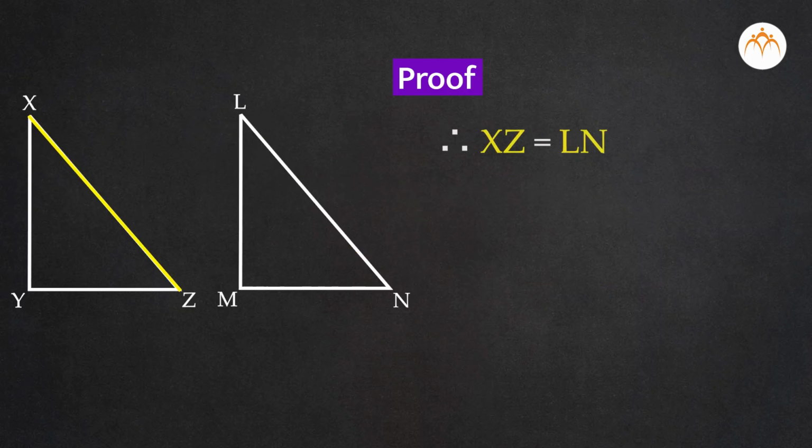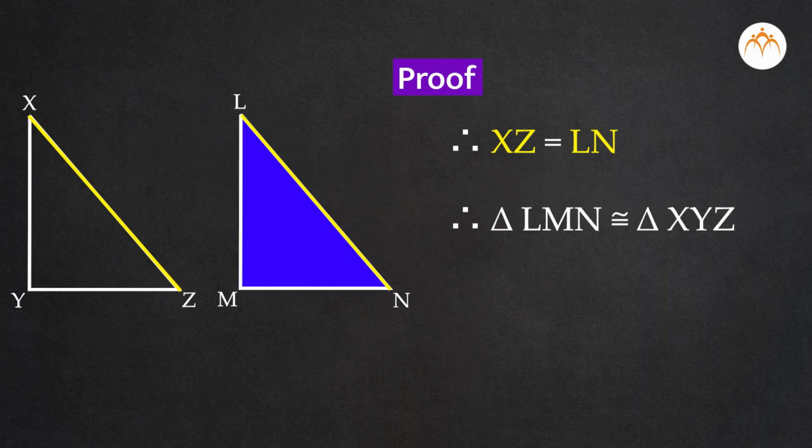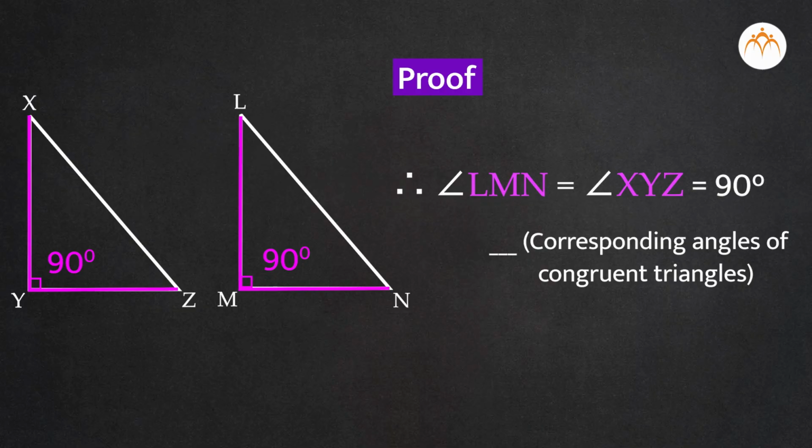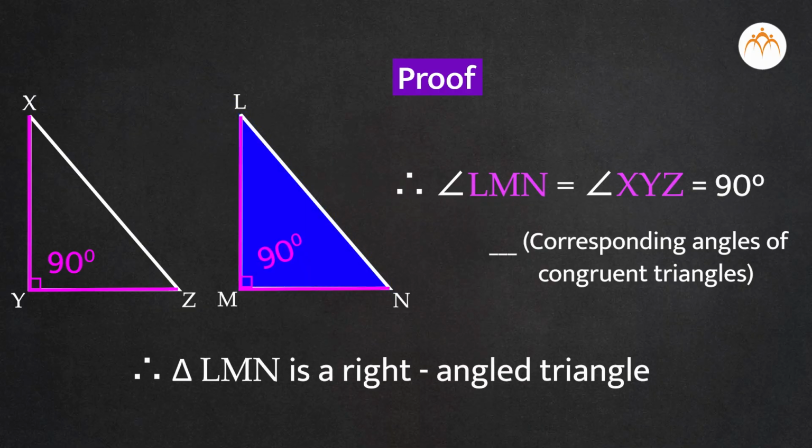Therefore, XZ is equal to LN. Therefore, triangle LMN is congruent to triangle XYZ because of the SSS test. Therefore, angle LMN is equal to angle XYZ is equal to 90 degrees because corresponding angles of congruent triangles. Therefore, triangle LMN is a right angled triangle. Understand? Now let's consider an example.